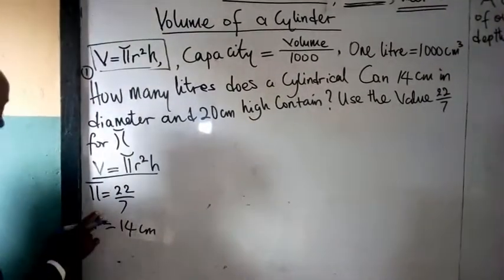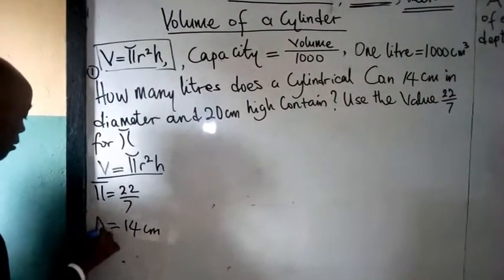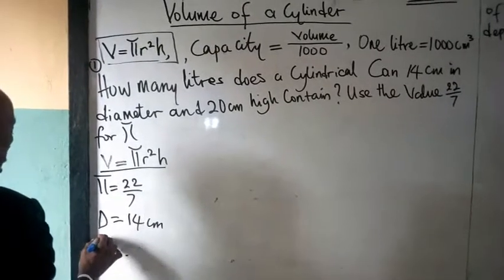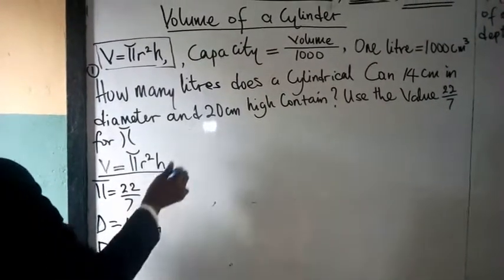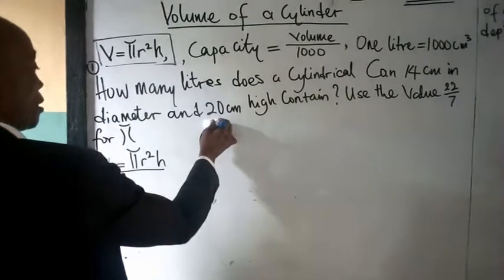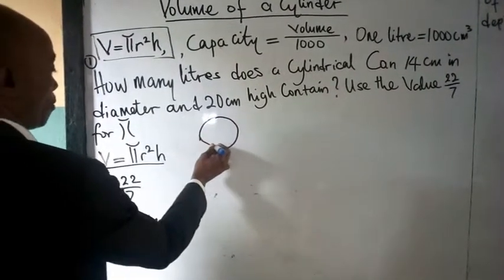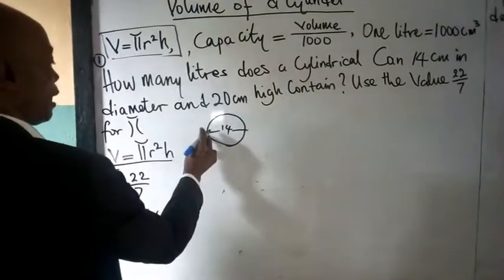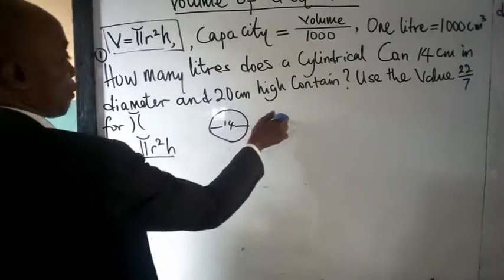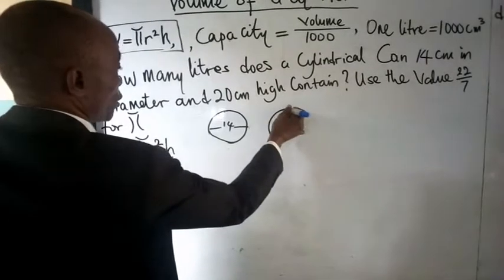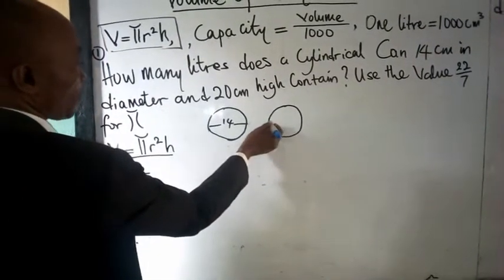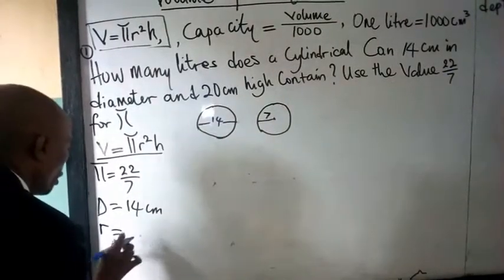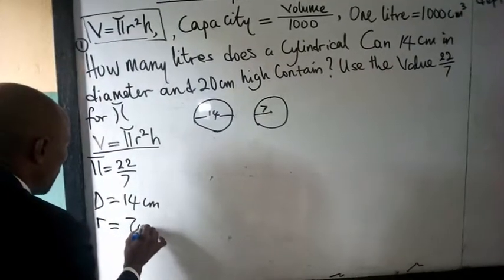Not radius per se. What the diagram is telling us is the diameter. Then we will quickly do that by finding the radius. Look at the circle here, the circular bottom. It means from here to here is 14. But at the center, half of that is what we are talking about, which is going to give you a mental picture. It means from here to the center is 7. So radius in this case is 7 cm.